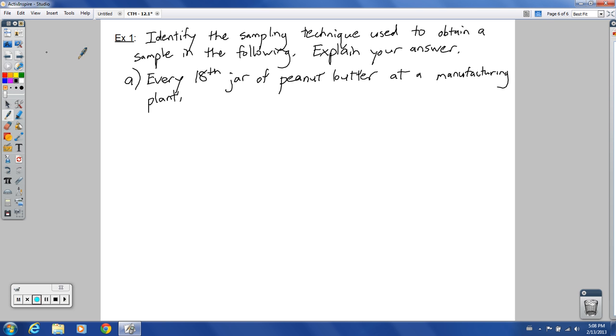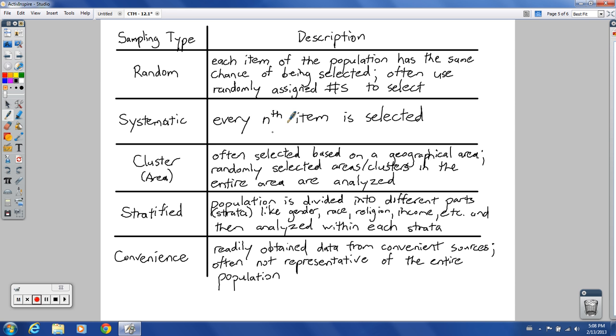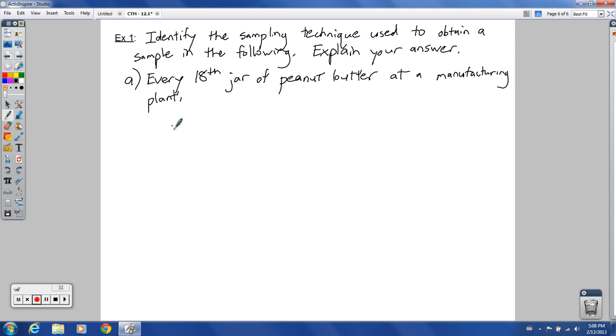So I think this is probably the easiest one, because they're saying every 18th, you can replace 18th with nth, so every nth item is selected. Maybe they just keep coming down the assembly line. So the peanut butter just keeps coming down the assembly line. You pick out every 18th jar of peanut butter. What kind of sample is that? That's a systematic one. So this is systematic.